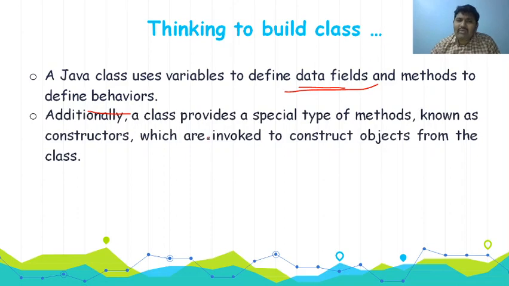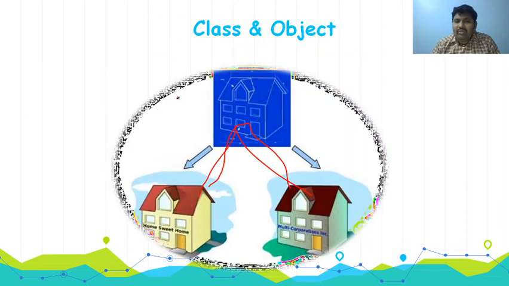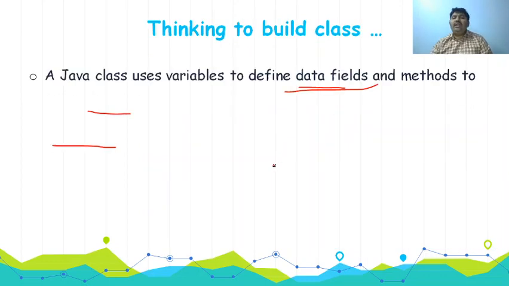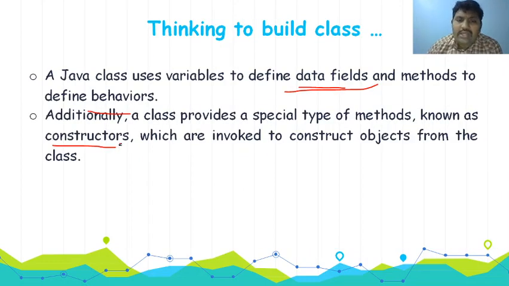Additionally, a class provides a special type of method known as a constructor. Whenever you are constructing objects, these methods will be called. Whenever an object is being created, a special type of method will execute, and that method I am going to call a constructor. While the object is going to be created, a method will be invoked; that method we call a constructor. The class will contain a separate method called a constructor, and it will be invoked when the objects are created.